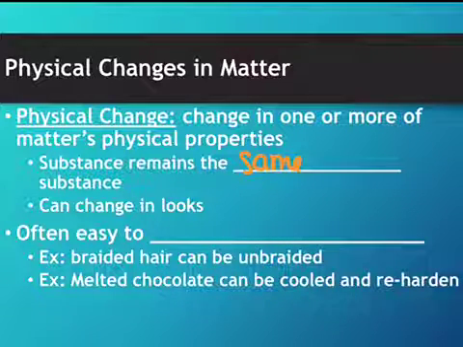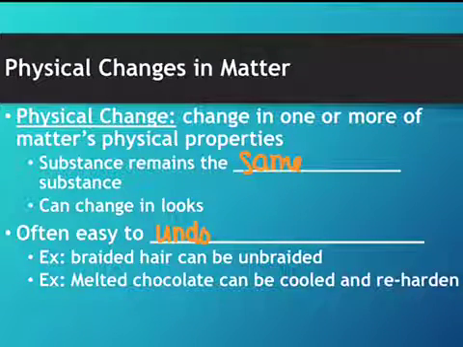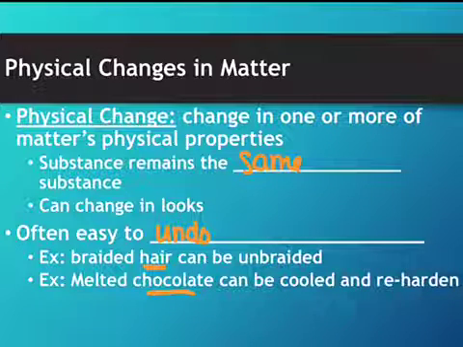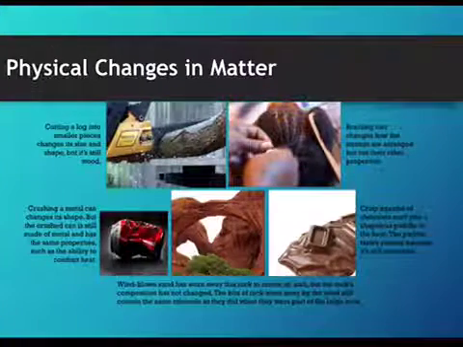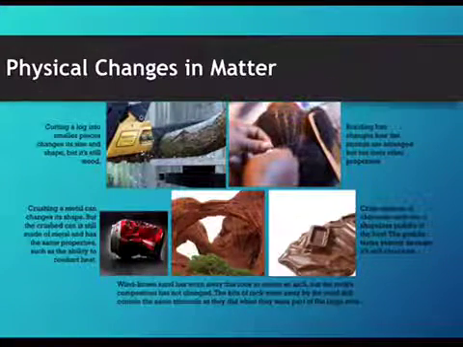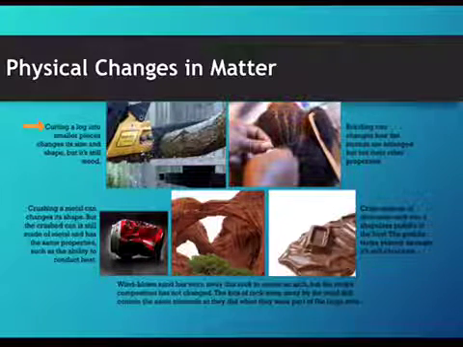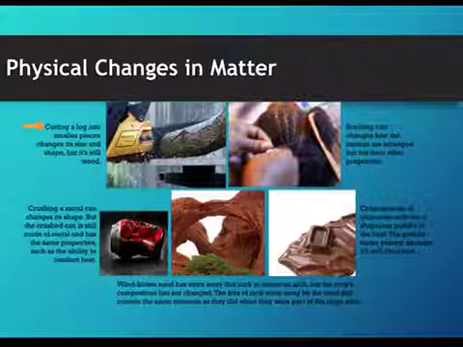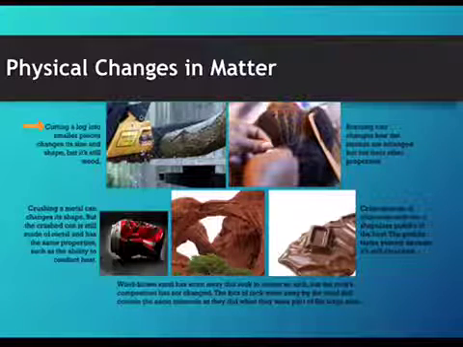Oftentimes, physical changes are easy to undo. So, for example, braided hair can be unbraided, melted chocolate could be cooled and rehardened to form solid chocolate again. And each time, it's still hair and it's still chocolate, regardless of the physical change that it went through. So, some more examples. We have cutting. Cutting is a physical change. It usually just makes the object smaller, but it still maintains its identity.